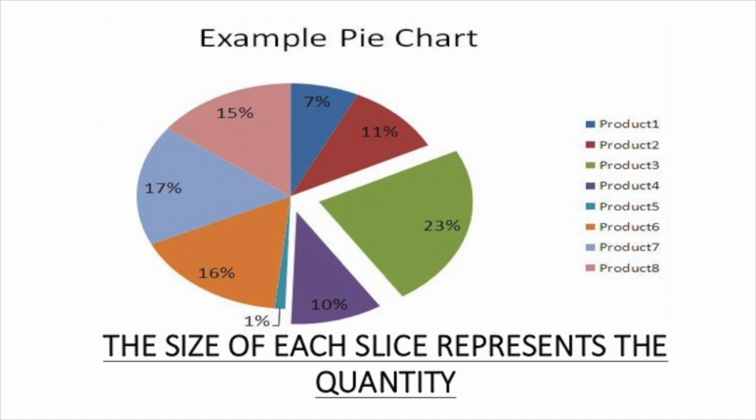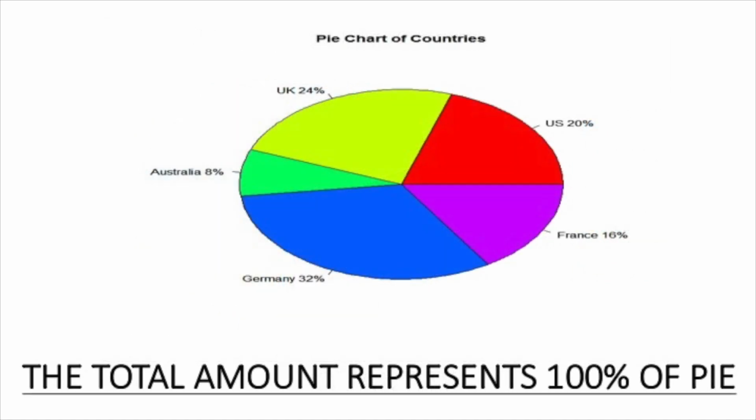Yes. And what must all of the entire pie add up to? How many percent, guys? 100% for the entire pie. So how much is half a pie? If 100% is the whole, how much is half? 50%, yes. The total amount represents 100% of pie.